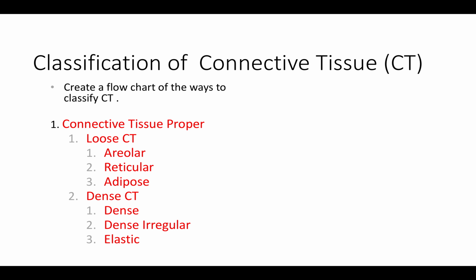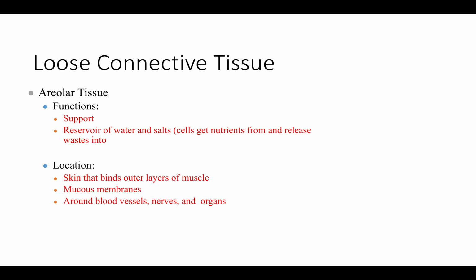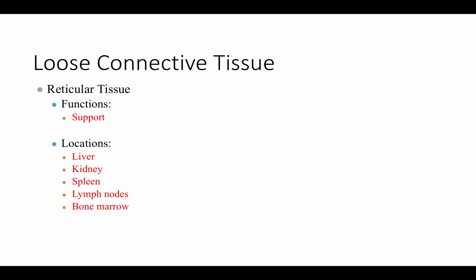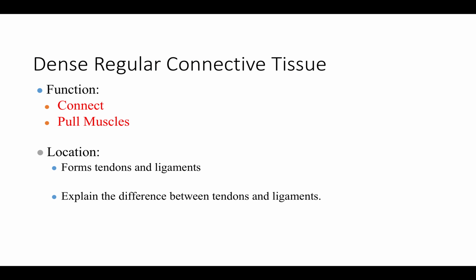The classification of connective tissues, we talked about connective tissue proper, fluid connective tissue, and supporting connective tissue. So in connective tissue proper, you had areolar, you had reticular, and then you had adipose. It's important to remember with adipose that the cells that make up adipose tissue are called adipocytes. Then we went on to dense, which is still part of connective tissue proper.